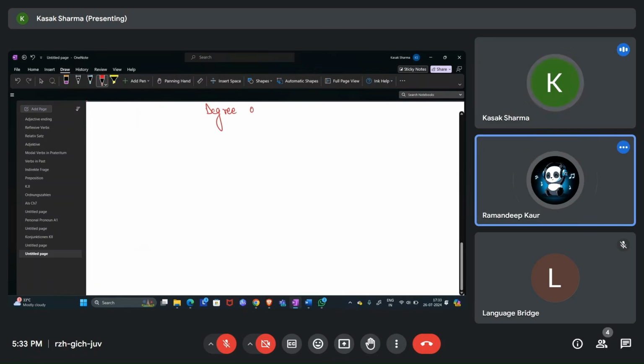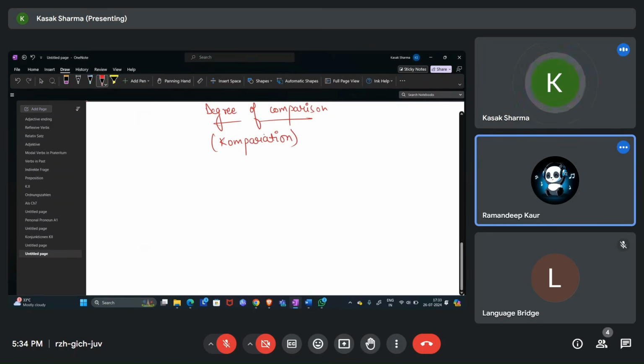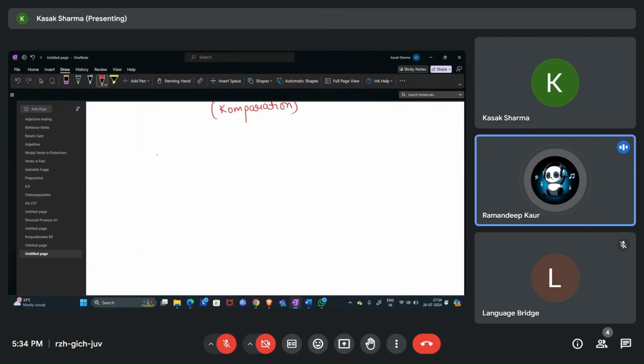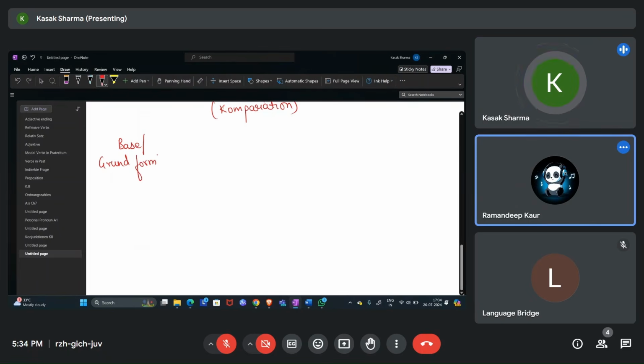Degree of comparison. Like in English, we have good, better, best. Just like in German, we have Komparation. You will be doing this in detail in your A2. It's just an introduction in A1.